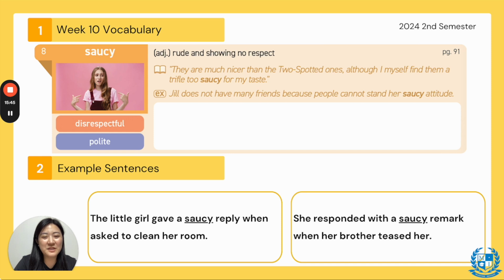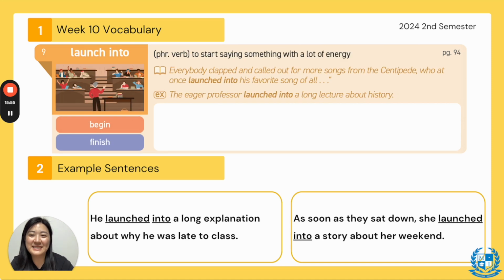The next one, it says she responded with a saucy remark when her brother teased her. So instead of just being sad because someone teased you, she said something mean back. Yikes. Saucy.